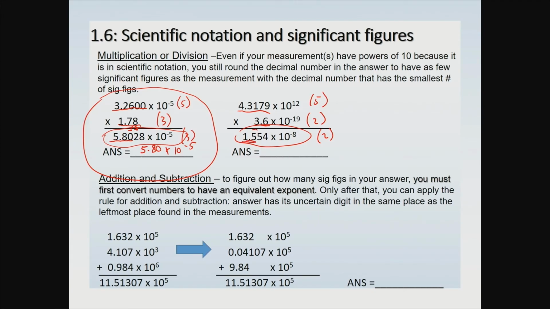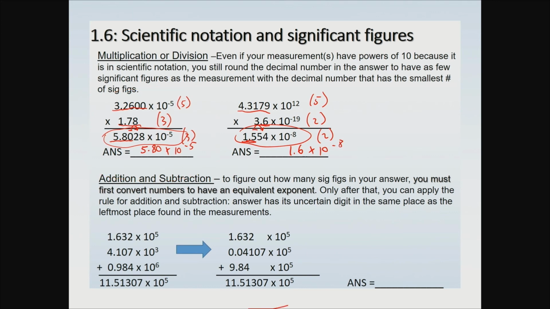And so what we're going to do is look at the number next to it and see if it's a 5 or above, and it is. So we need to round up 1.5 to 1.6. So the answer should be 1.6 times 10 to the negative 8.